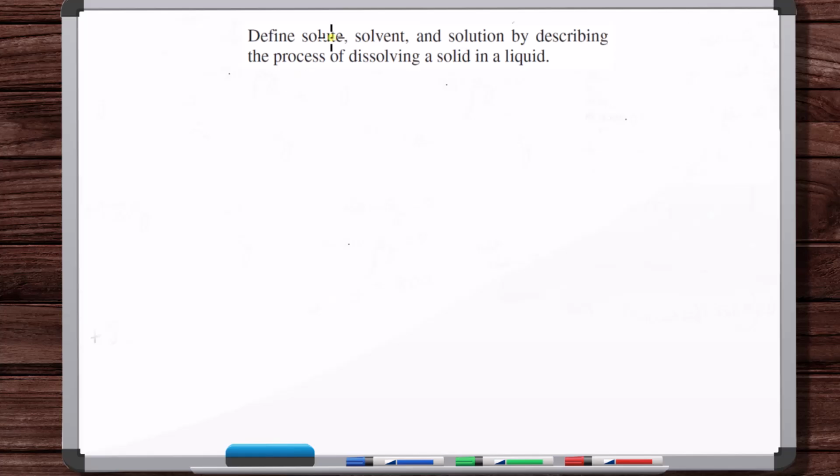Okay, first problem. Define solute, solvent, and solution by describing the process of dissolving a solid in a liquid. So instead of using NaCl, let's use something different. Let's say we have KNO3. And let's also go ahead and use sugar as an example. We could be dissolving in any liquid, but let's use water.